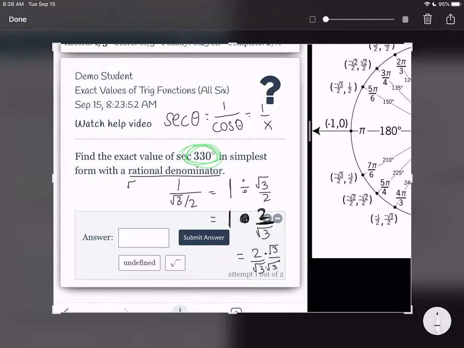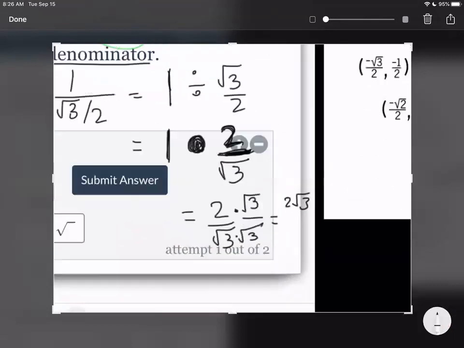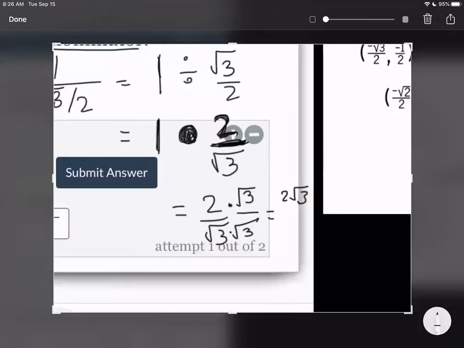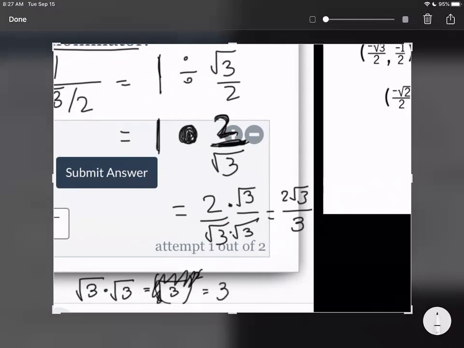So then 2 times root 3 is literally just 2 root 3. Let me zoom in a little bit. 2 times root 3 is 2 root 3. And root 3 times root 3 is just 3, because remember that root 3 times root 3 is really root 3 squared, and the square root and the squared cancel each other out. And then it's just a 3 left over.